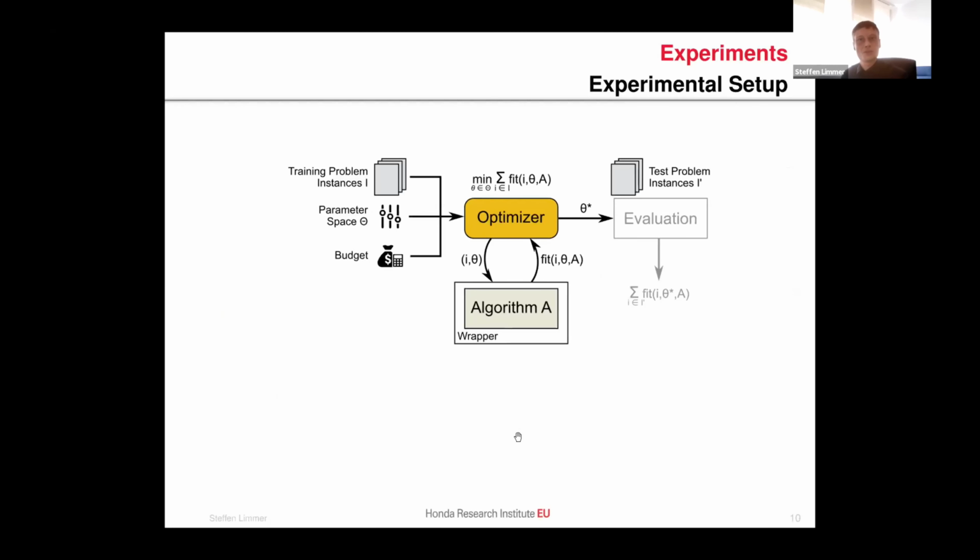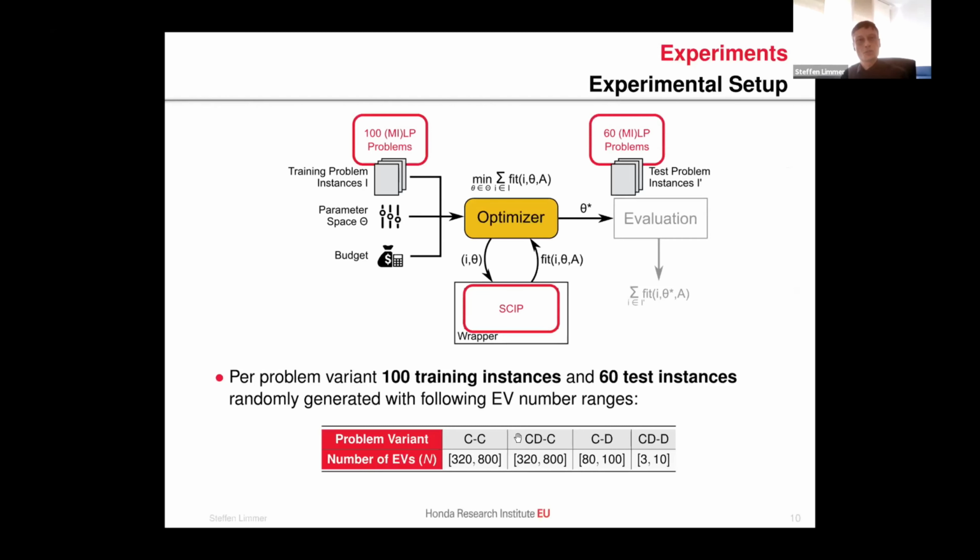In the experiments, we used the following setup. We tuned the parameters of SCIP. For each problem variant, we randomly generated 100 training problems and 60 test problems with different charging demands and different numbers of EVs and so on. And since the different problem variants are differently hard to solve, we picked a number of EVs from different ranges for the different problem variants. For the easier variants, we use higher ranges than for the harder variants.